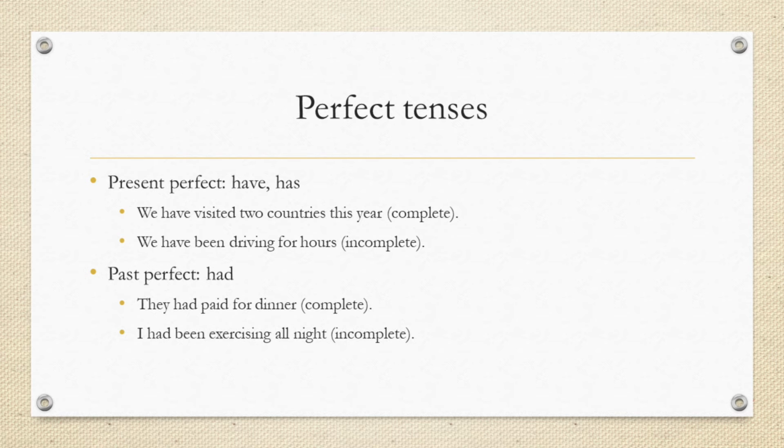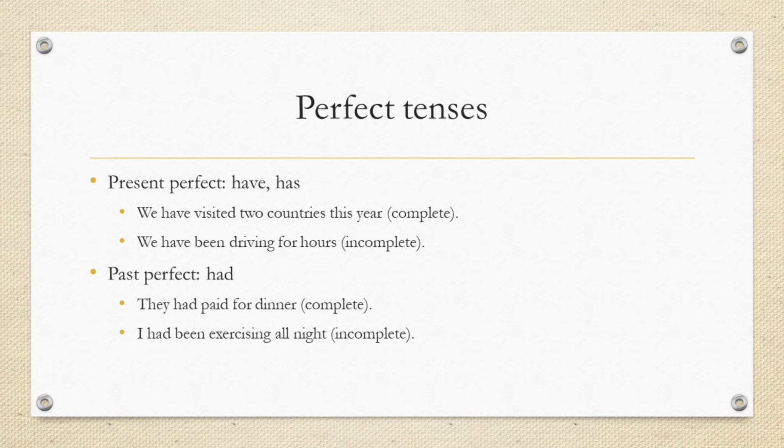Okay, perfect tenses. Now we're going to talk about present perfect and past perfect. So for present perfect, we use have and has. And look at the two examples. We have visited 2 countries this year. This is a complete situation because it means that they already happened. It began and ended at some point. We have been driving for hours. This is incomplete because we are still driving.